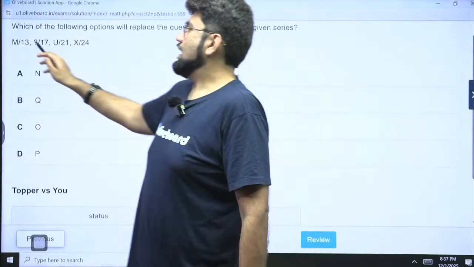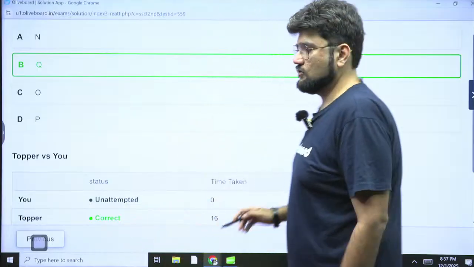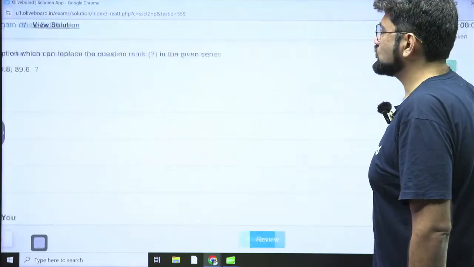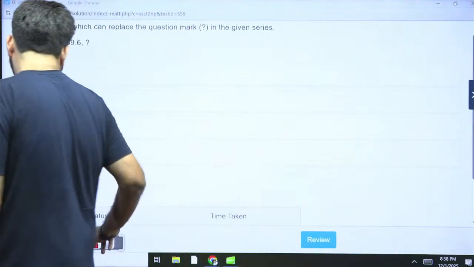Just look at this. M13, U21, X24. What's the point? It's Q17 only, no? 16 seconds, okay? And last question for this. There is a different method by which a lot of people have done it.